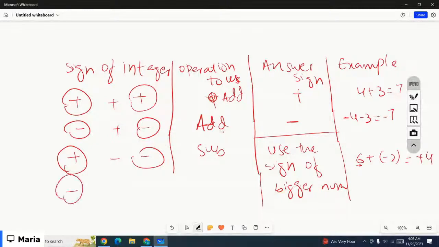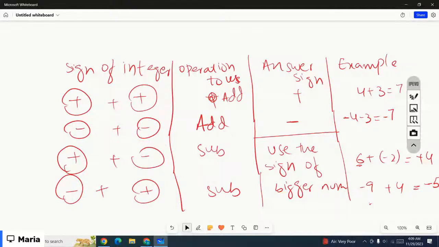Then you have a negative and a positive number. You have to subtract them. Again, you need to see the sign of the greater number. For example, you have negative 9 plus 4. 9 is the greater number. 9 is negative. Answer must be negative. You have to subtract them and the answer is negative 5.